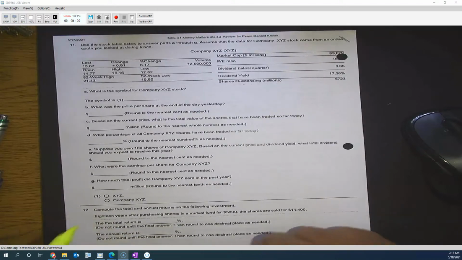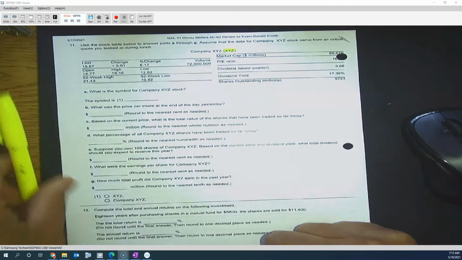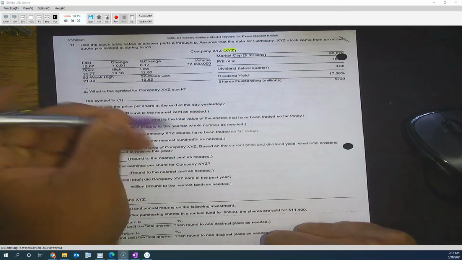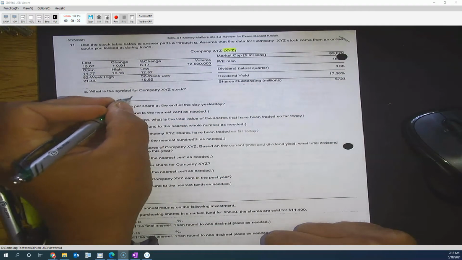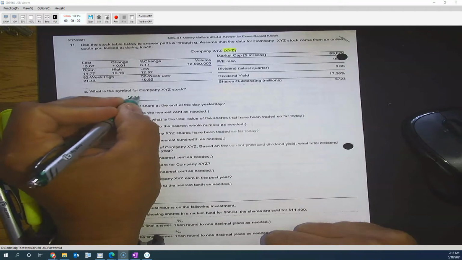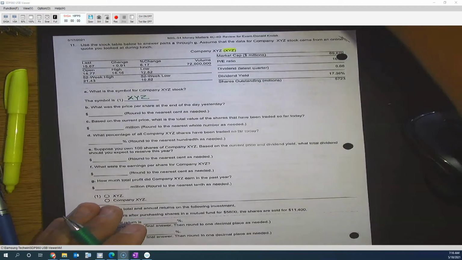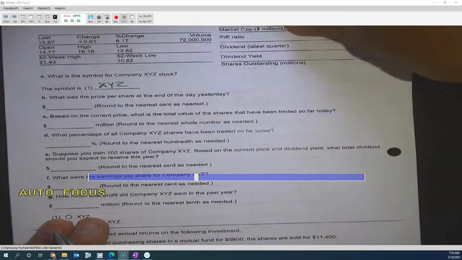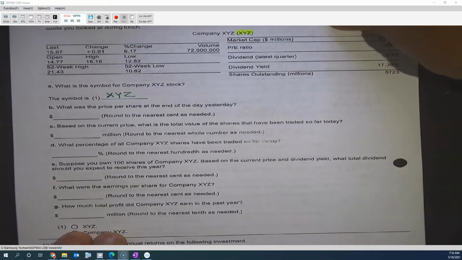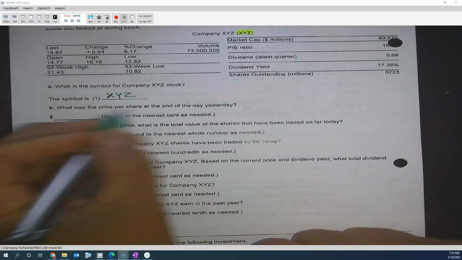Okay, so on this one, XYZ is your ticker. What was the price of the share at the end of the day yesterday? Okay, so what you're going to do is take this, your last price right here.